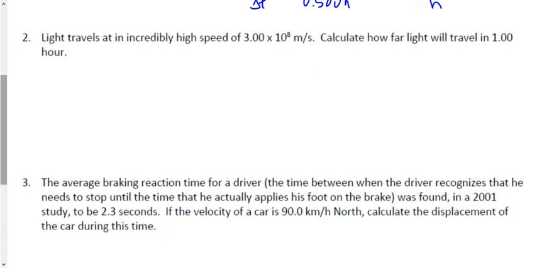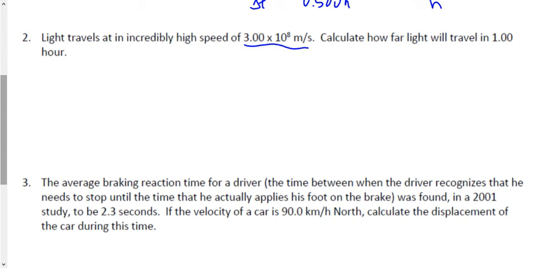Number 2, light travels at an incredibly high speed of 3 times 10 to the 8 meters per second. Calculate how far the light will travel in 1.0 hours. I don't know what this number is, but I know it's really, really big. Okay, this is about 1 billion kilometers per hour.